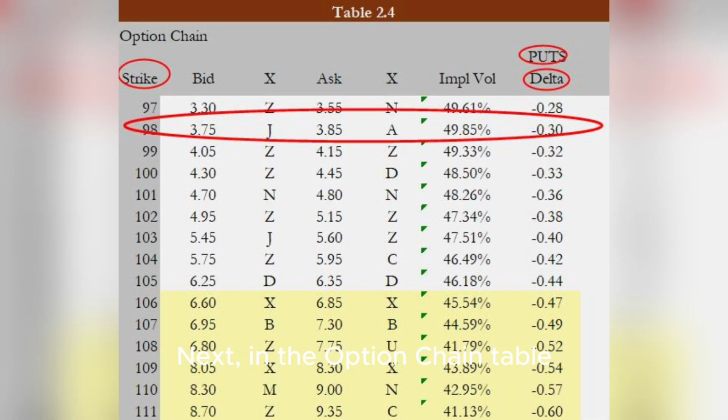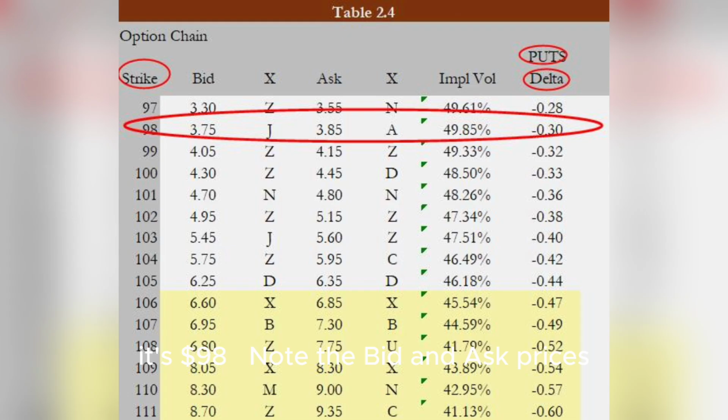Next, in the option chain table, locate the puts heading. Under the delta column in the puts section, look for a value of -0.30 or less. Find the corresponding strike price for this delta value. In this case, it's $98.